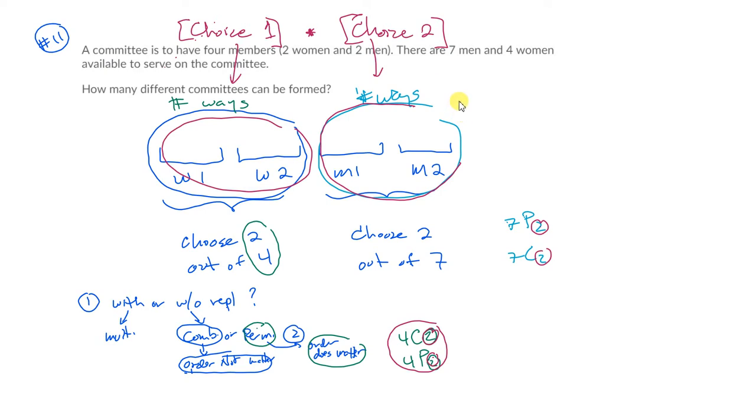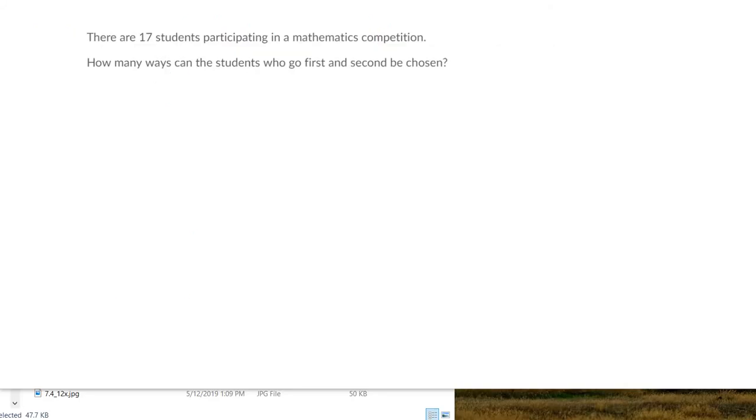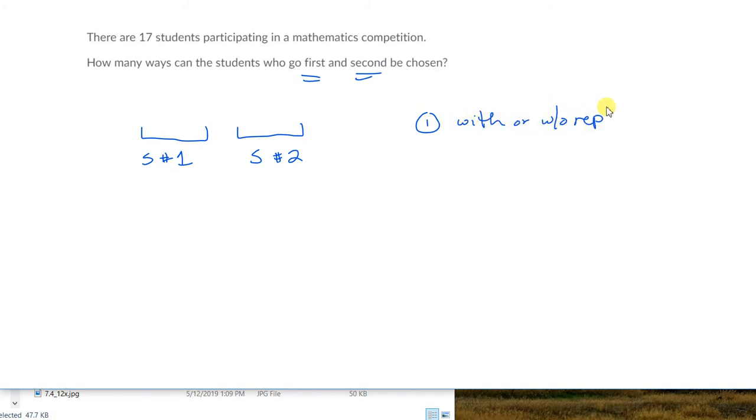All right, let's try number 12. We've got 17 students, and we are choosing a first person and a second person. So my choice process is going to look like this. I have to choose student number 1, and then I have to choose student number 2. First question to ask yourself is: with or without replacement? If it's with replacement, then it's just a straight multiplication of options for each element of the choice.